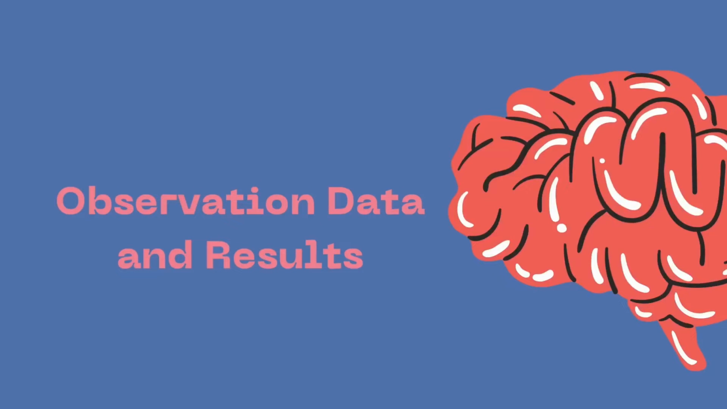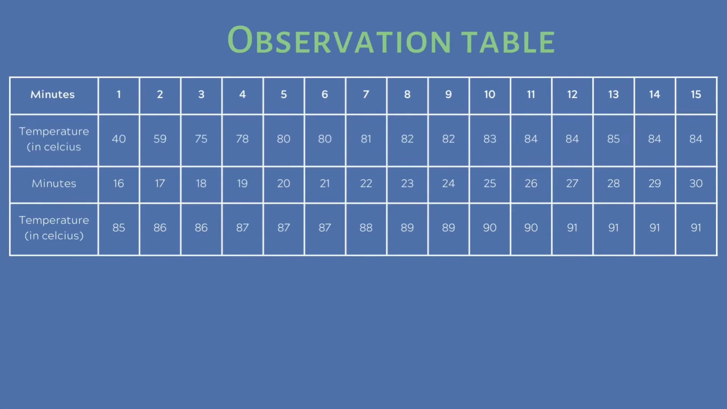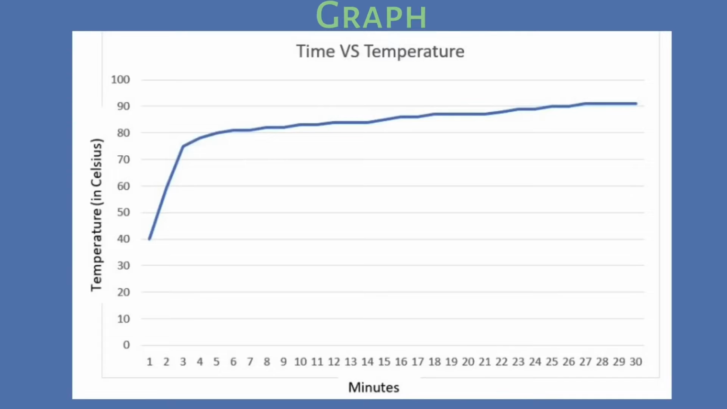Observation data and result. And this is the observation table, and we can analyze the data by seeing this graph. From minutes 1 until 3, the temperature increased very significantly. Meanwhile, from minutes 4 until 30, it did not increase significantly. It always increased little by little, and there is a constant temperature at 87 degrees Celsius for the methanol, the first distilled substance, and the volume is 35 ml. Meanwhile, there is a second constant temperature for the water as the second distilled substance that we got, and the volume is 12 ml.